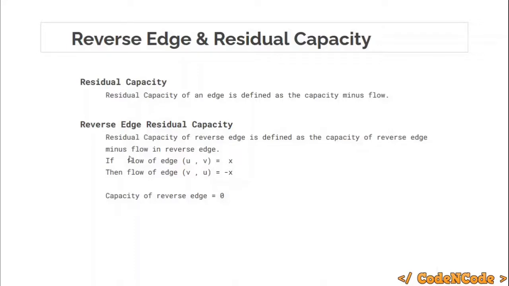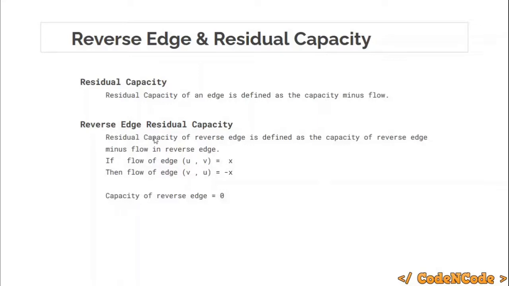The residual capacity of the reverse edge is defined as the capacity of the reverse edge minus the flow in the reverse edge. For that we need to know the capacity of the reverse edge, because reverse edges do not exist in the graph. Now you might think, if there is an edge from A to B and also in the same graph there is an edge from B to A, is B to A the reverse edge of A to B? The answer is no. The reverse edge that I'm talking about here is imaginary.